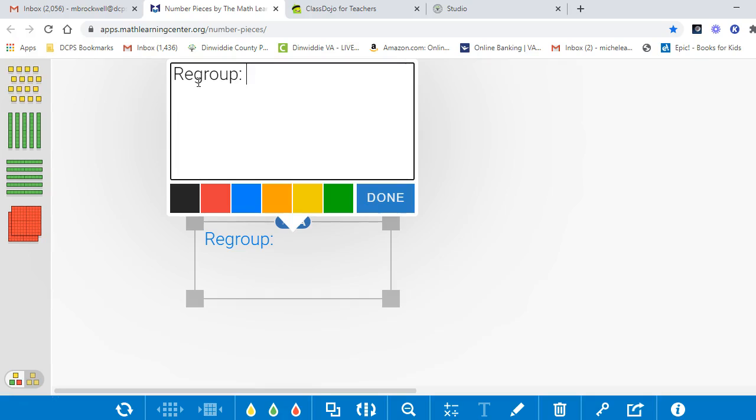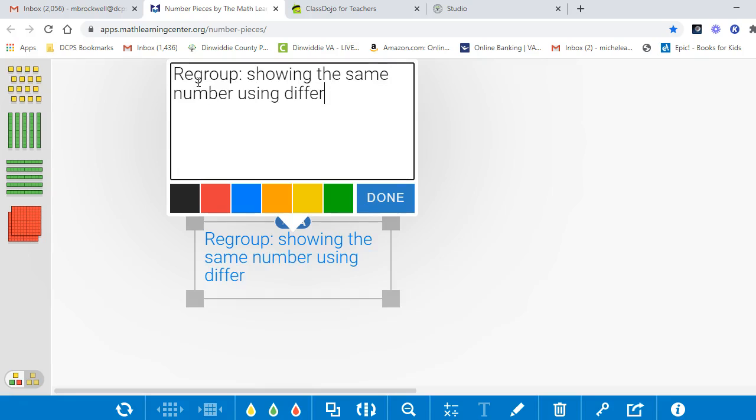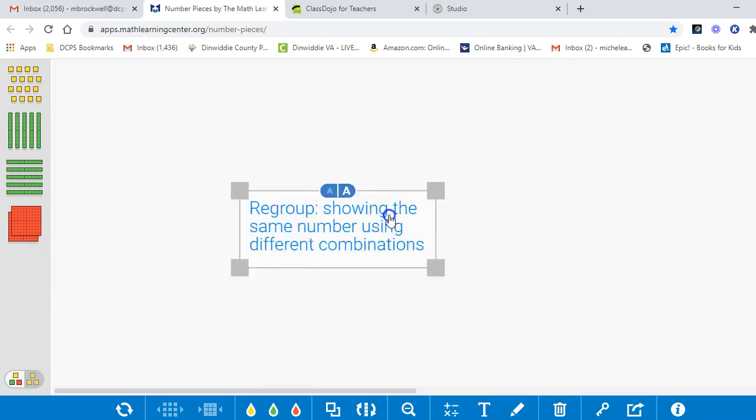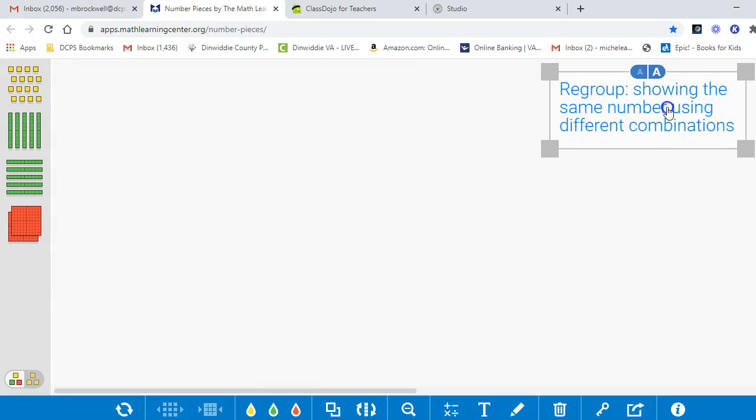The definition for regroup is showing the same number using different combinations. Okay, we're going to do some of that today. I'm going to show you exactly what I mean. So I'm going to take my vocabulary and stick it right over here on the side, and I'm going to say it again and again. Regroup means showing the same number using different combinations.